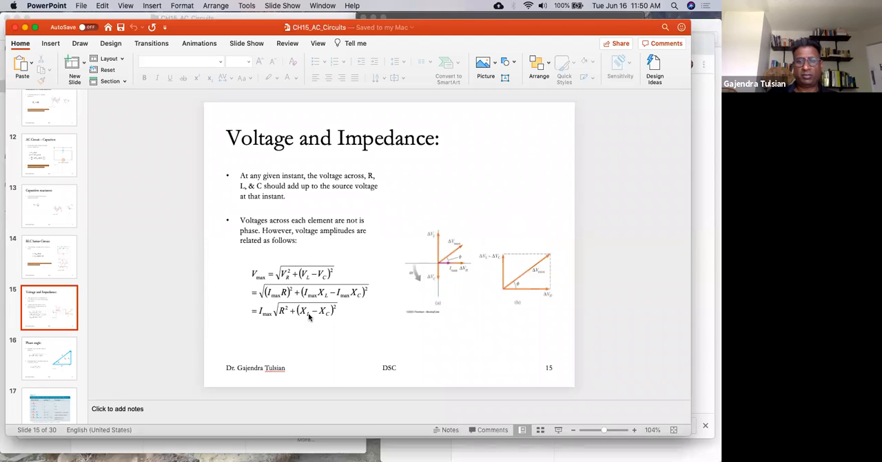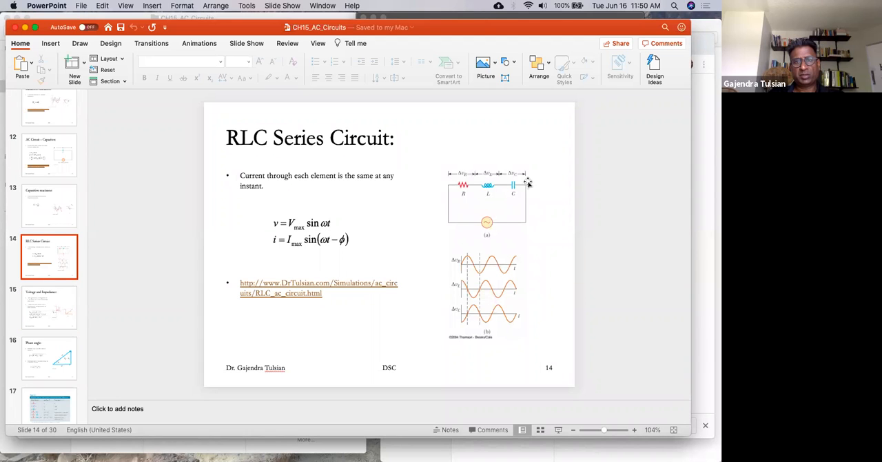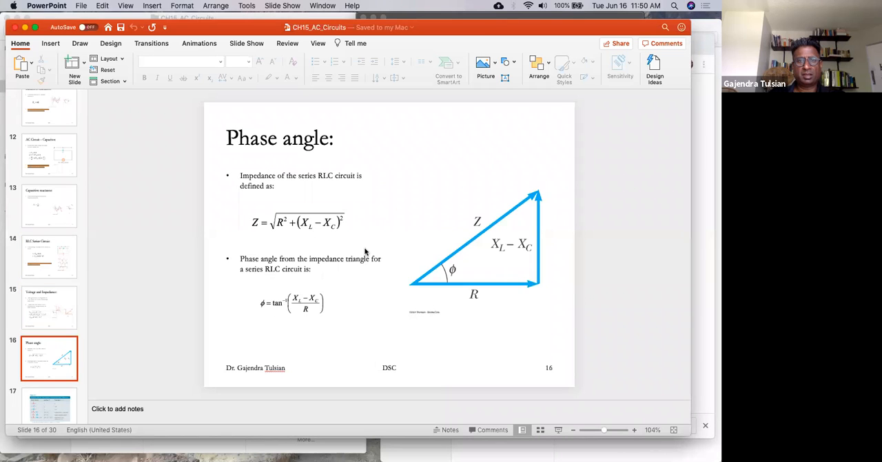Okay, so what we were interested in was two quantities for this circuit, Z and phi, and here they are. Z is the square root of R squared plus (XL minus XC) squared, and phi is tan inverse of (XL minus XC) divided by R. Okay, so those are the two things we were interested in.